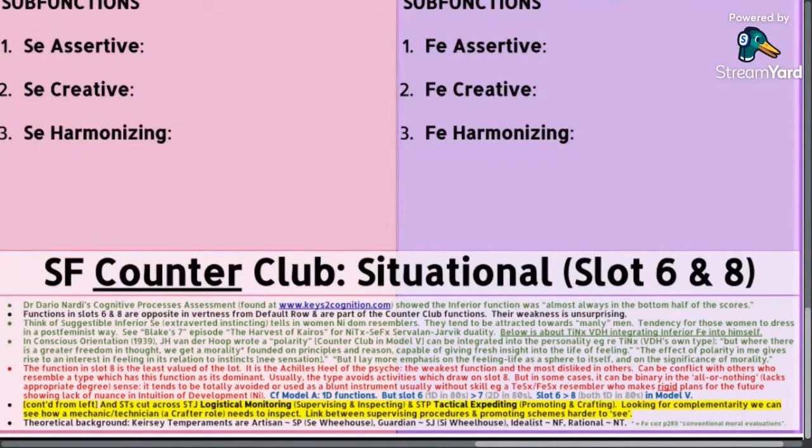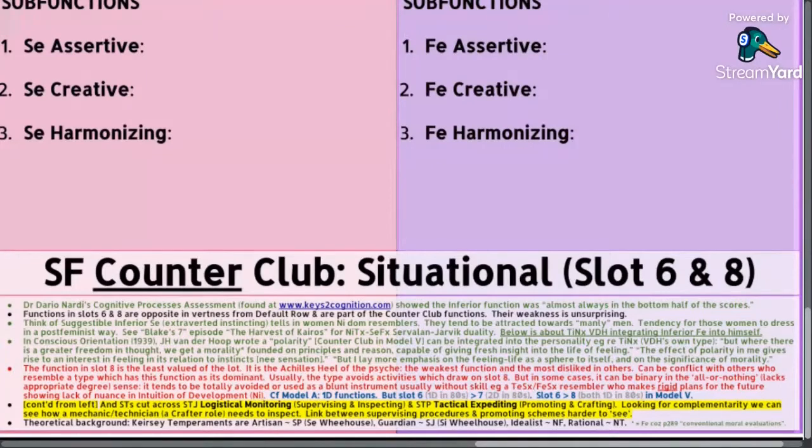I'm on slot 8. The function in slot 8 is the least valued of the lot. It is the Achilles heel of the psyche, the weakest function and the most disliked in others. It can be conflict with others who resemble a type which has this function as its dominant. Usually the type avoids activities which draw on slot 8, but in some cases it can be binary and all or nothing, lacking the appropriate degree. It tends to be totally avoided or used as a blunt instrument, usually without skill, e.g. ESTJ or ESFJ resemblers who make rigid plans for the future, showing lack of nuance and intuition of development. NI. That bit there is a continuation.